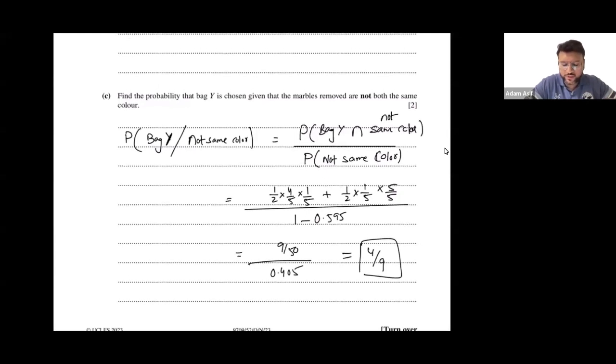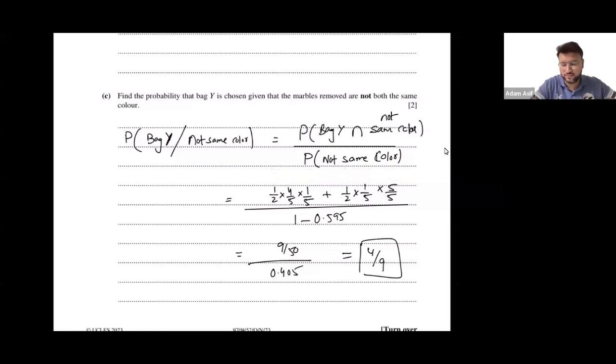It was the probability of finding the probability that the marble is from bag Y, given that it's not the same color. So the denominator should be the probability of not the same color. That's simply 1 minus the probability of same color. In the numerator, it should be from bag Y and not the same color. That means it has to be from bag Y and red blue, or bag Y blue red.